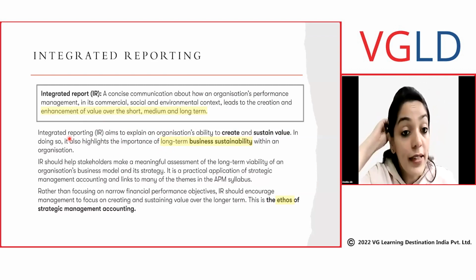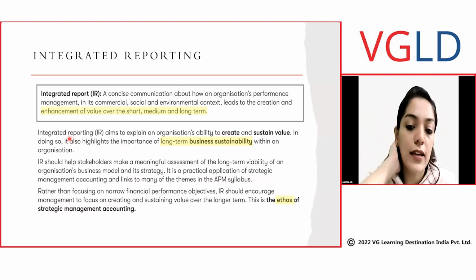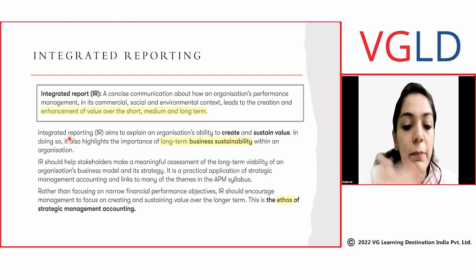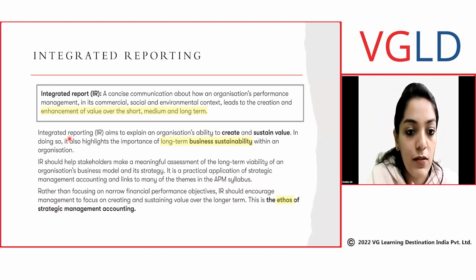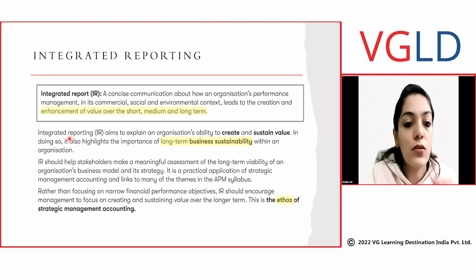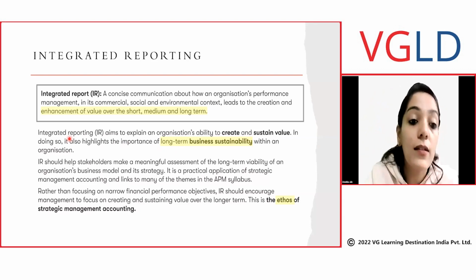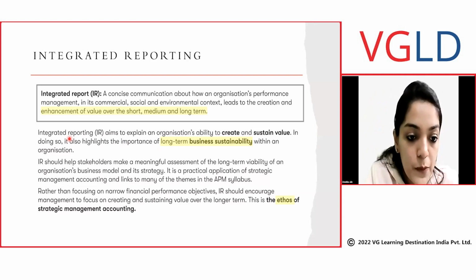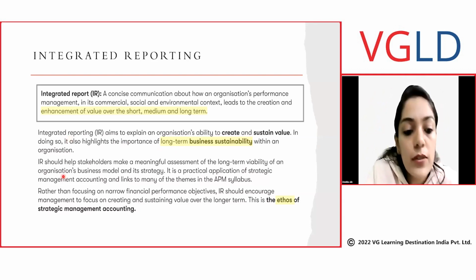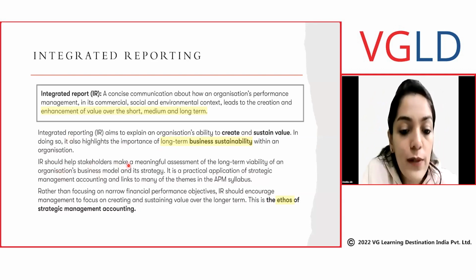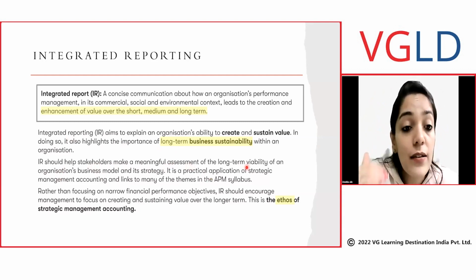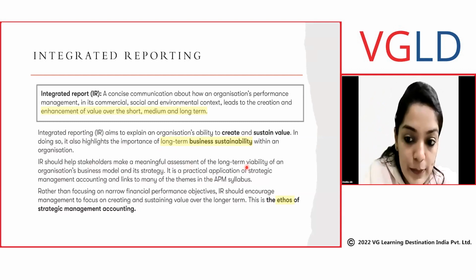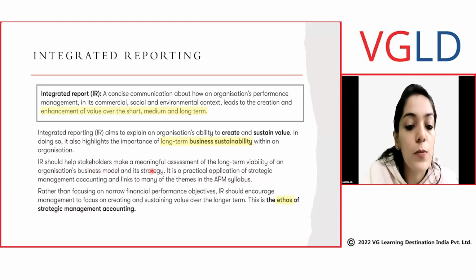Okay, so normally integrated reporting questions, you don't have to actually prepare the report. You will have to give the elements of what the company can follow in their reporting. That this should be a part of their integrated report. Okay, integrated reporting should help stakeholders make a meaningful assessment of the long-term viability. So always here the focus is on the long-term viability of an organization's business model and its strategy.